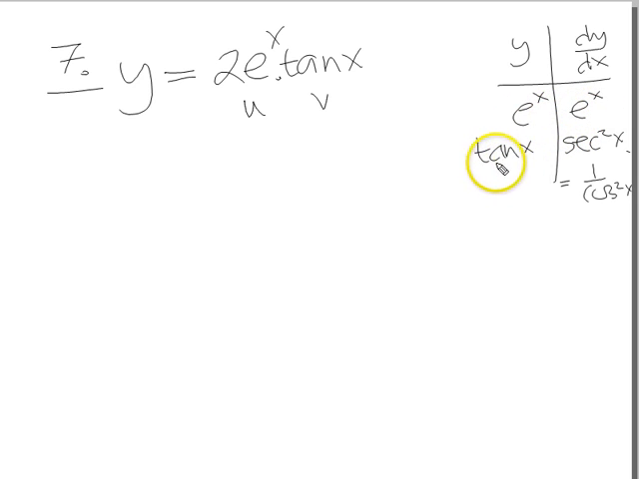Tan x, we're maybe not quite so familiar with it, but tan x differentiates to what we call sec squared x. Sec is just short for the secant. That's what the full word means, and that's how it's spelled and pronounced: secant. And sec is said as sec squared. Tan differentiates to sec squared x.